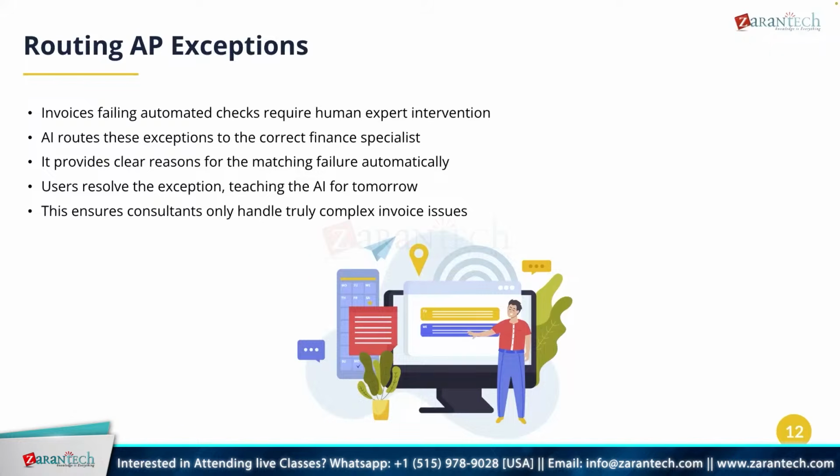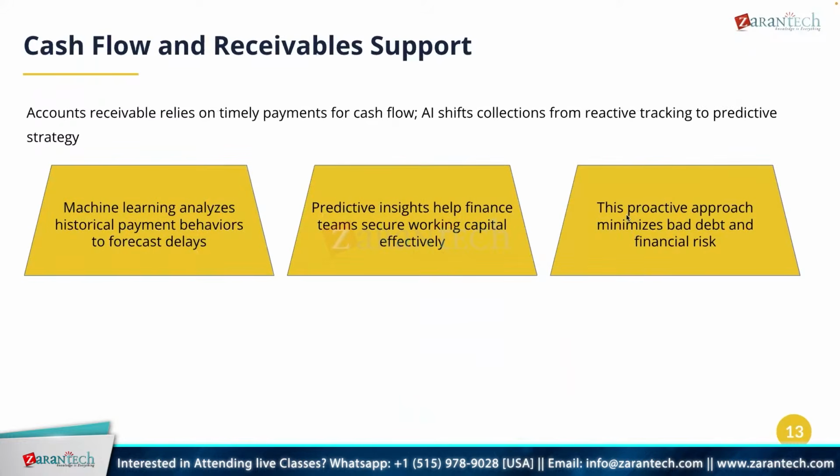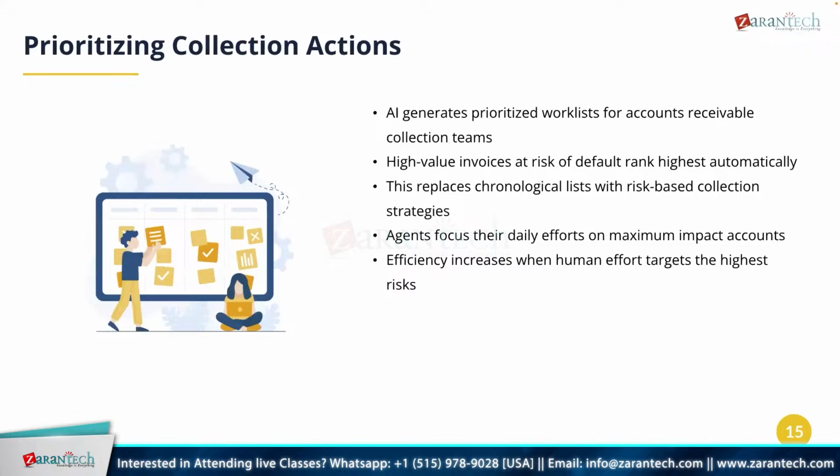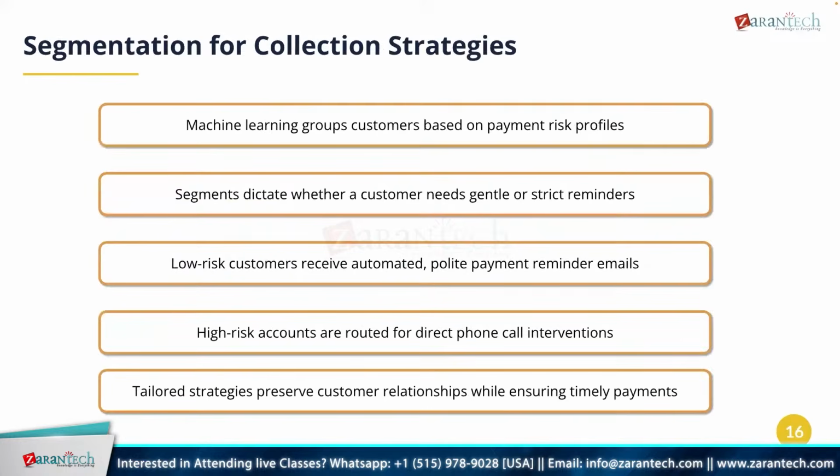This is how AI happens, even in financial closures. Cash flow and receivable support I just told you about: it analyzes your historical payment behaviors and, based on that, analyzes your risk. It predicts delayed payments and prioritizes the collection actions. Once it prioritizes the workloads of account receivable collection items, it evaluates high-value invoices and which are at default or at risk. Based on that, it gives you instructions on whom to reach and what activities to take. This is the what-if analysis I have spoken about.